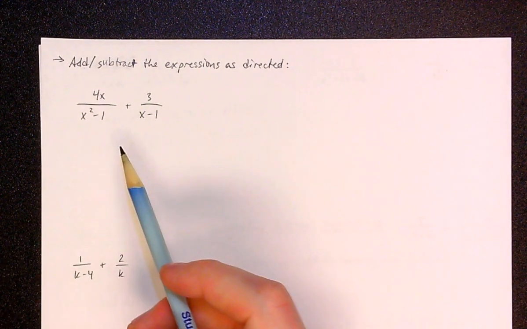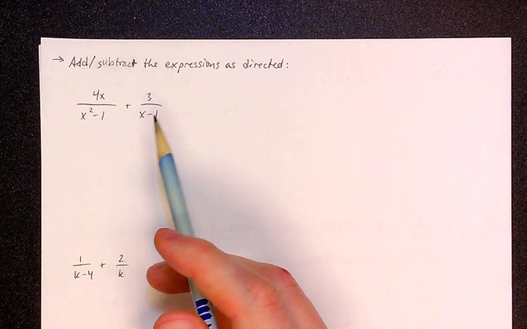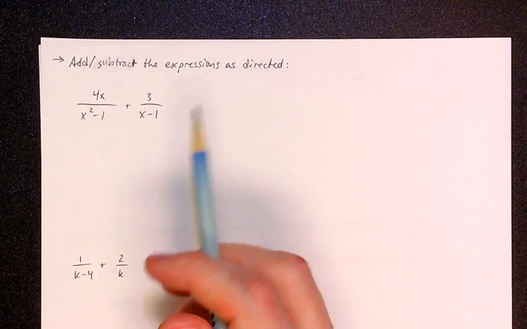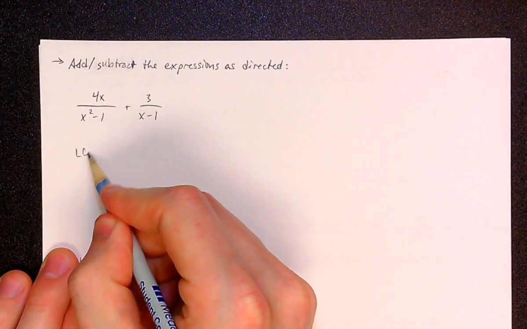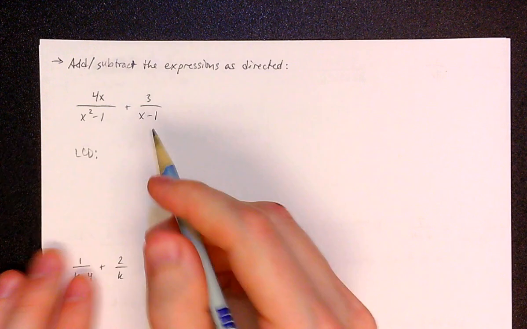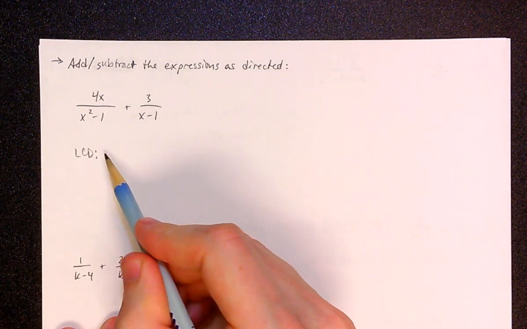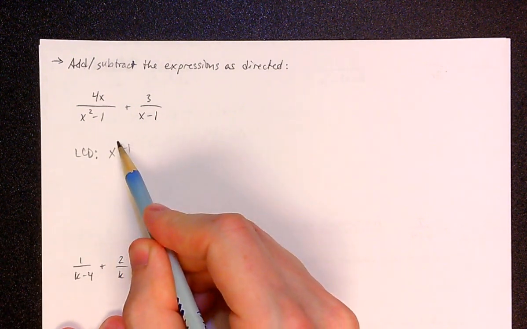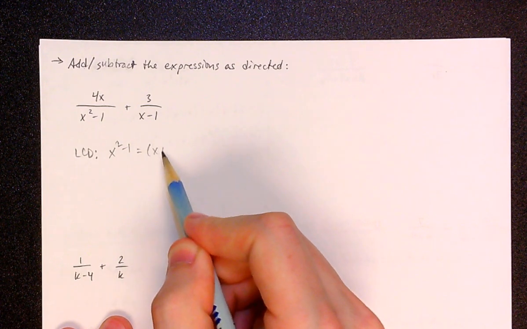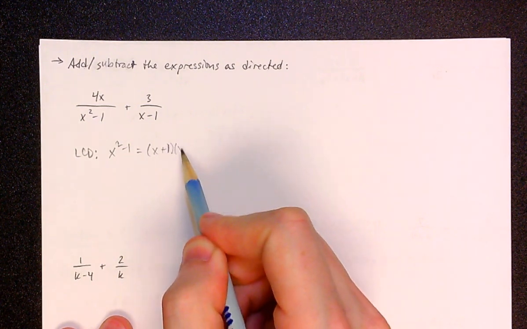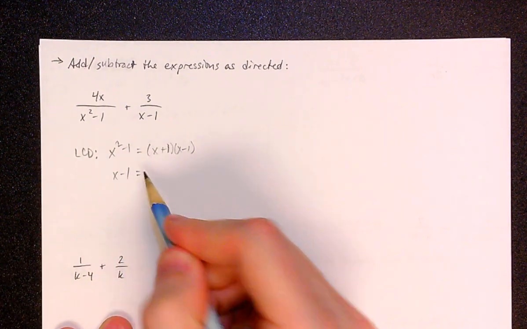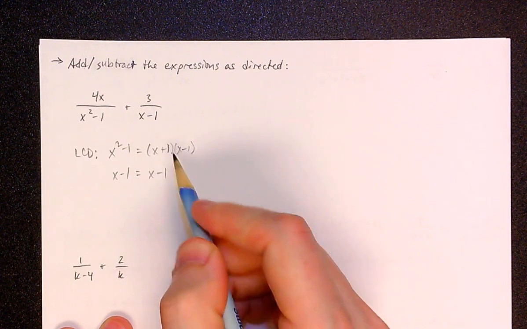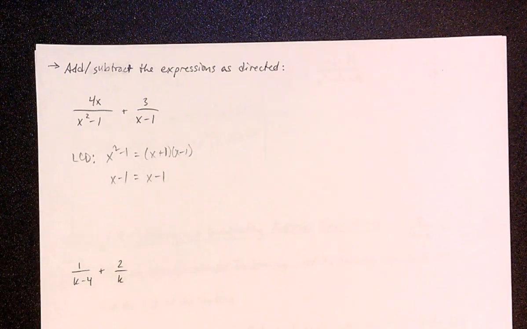4x divided by x squared minus 1 plus 3 divided by x minus 1. So again, we're going to start off: find the LCD. Well, x squared minus 1, if we factor, is x plus 1 times x minus 1. x minus 1 on its own is just x minus 1. We can't break that down. We can't factor that any further.